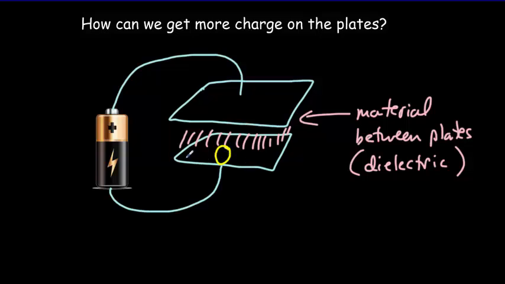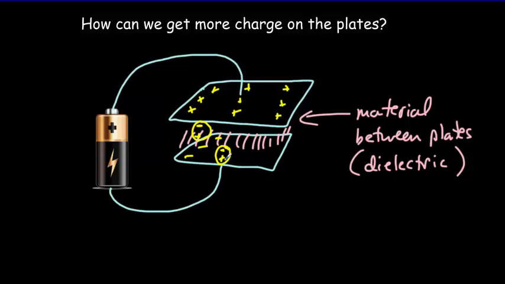So if this is the negative plate here, the electrons in the molecule of the dielectric get pushed to the other side, and you end up with a positive charge on this side of the molecule. So we end up with a polarized molecule. And the same thing on the other plate. This is our positive plate. Then the electrons in that molecule will get pulled over to the positive plate.